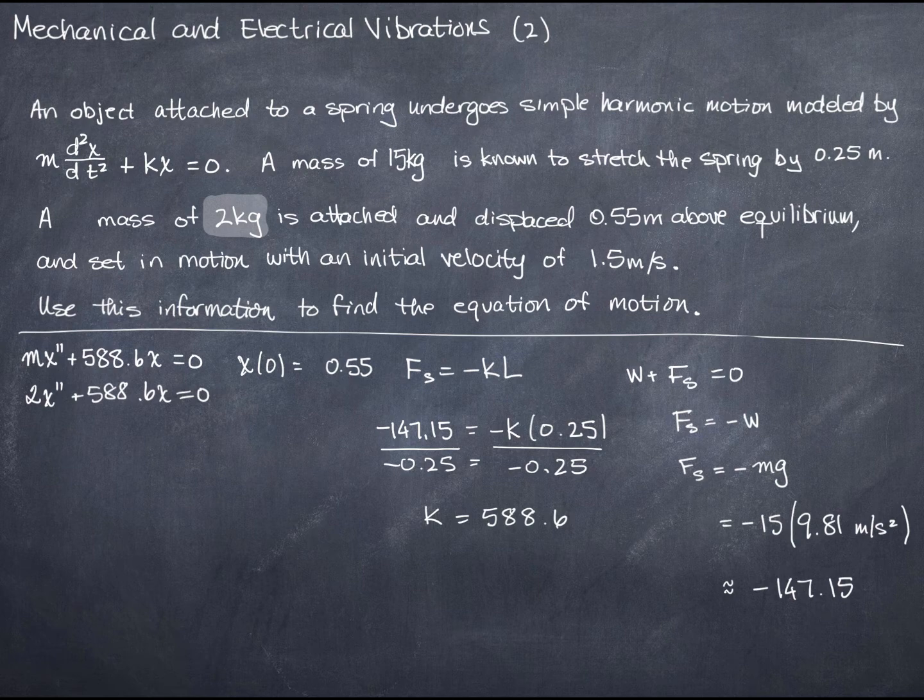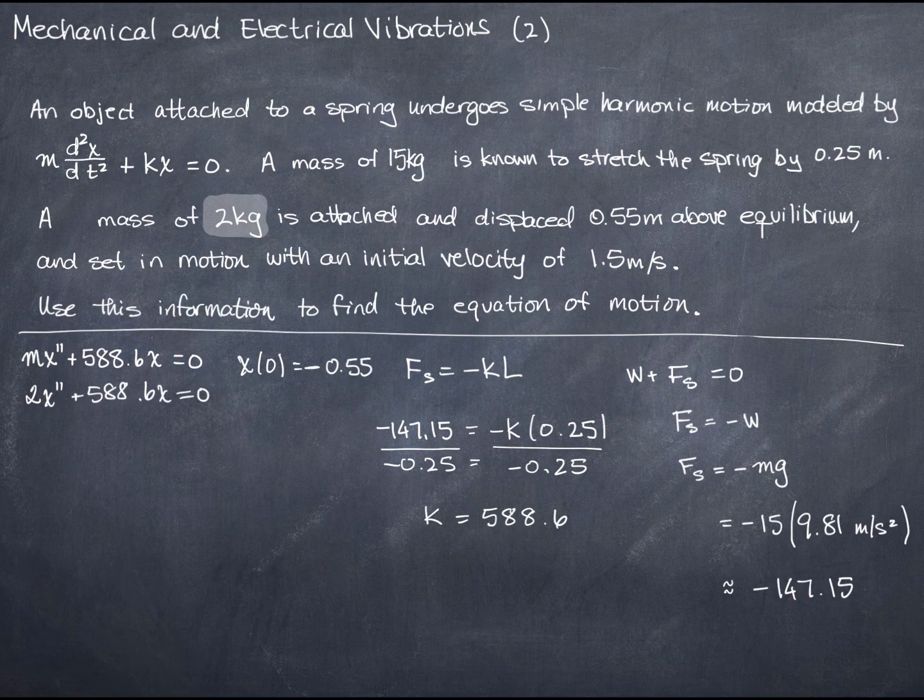Now, something else we have to be very careful with here is our displacement. When you take a spring with no mass on it and you attach a mass to it, that spring stretches downward. And so we say that downward in this setup is the positive direction. So if I'm displacing my mass to 0.55 meters above equilibrium, I'm going to have to push it up, which means that my displacement at time 0 is actually negative.